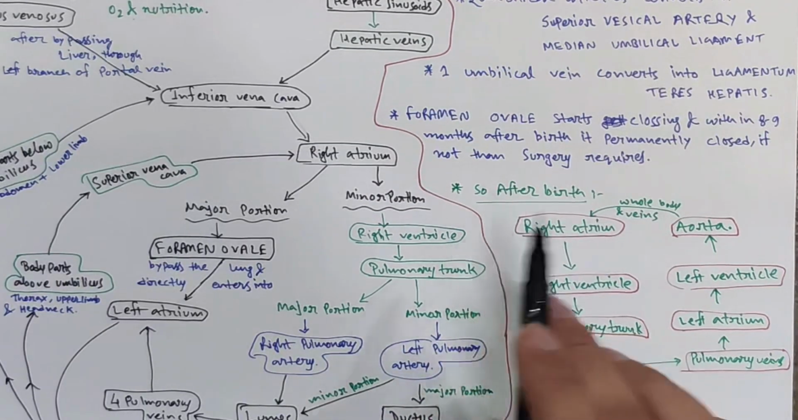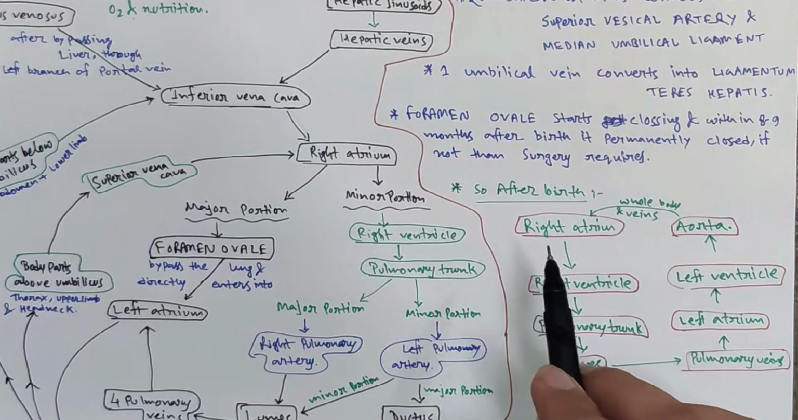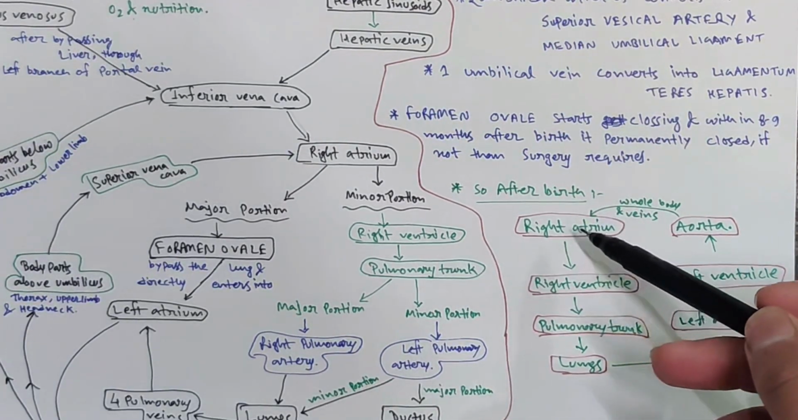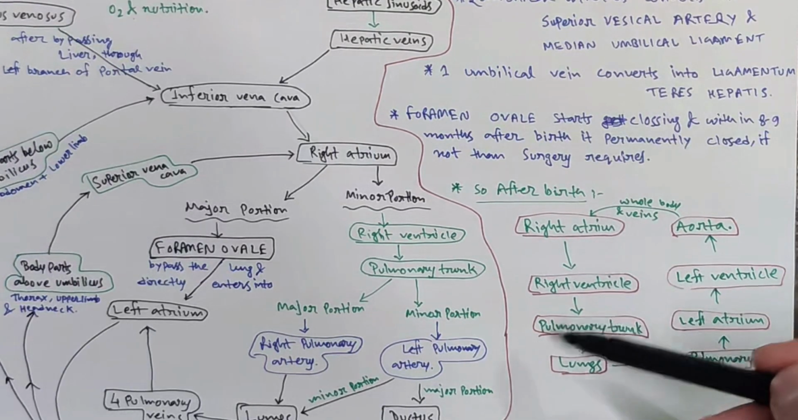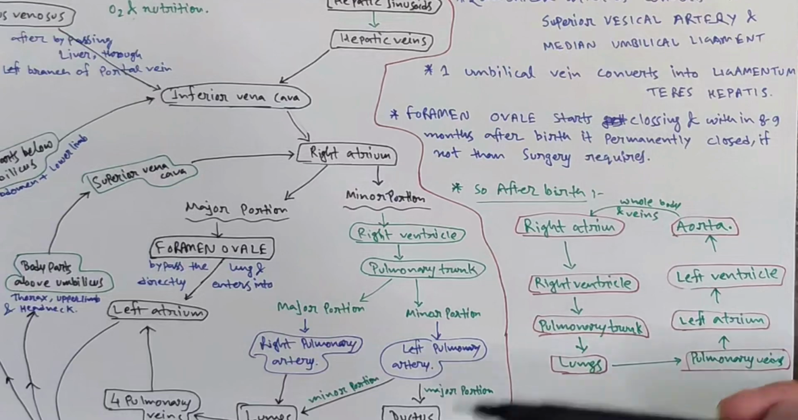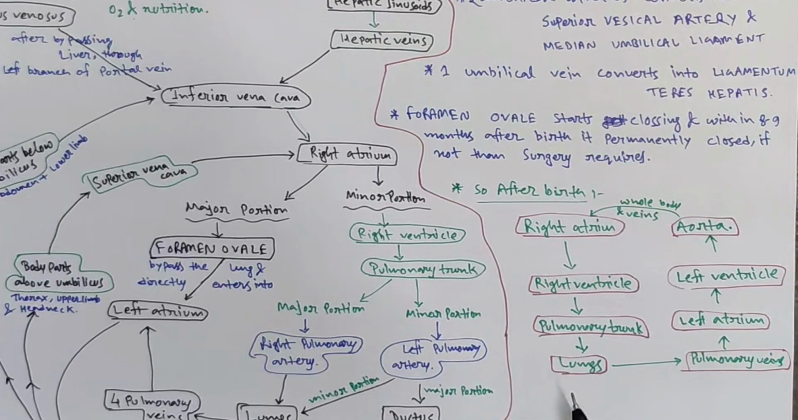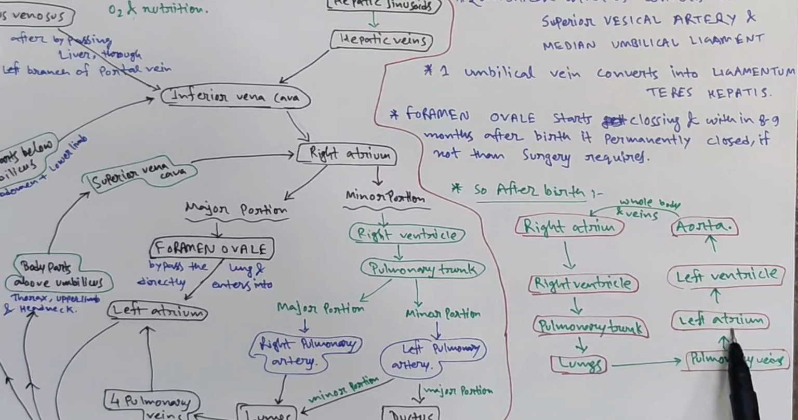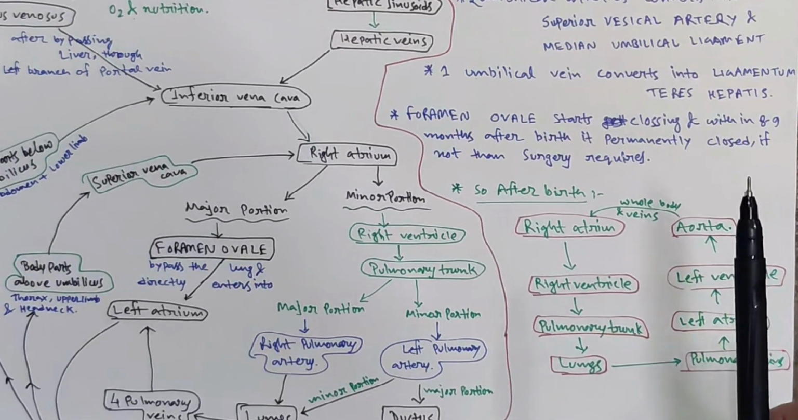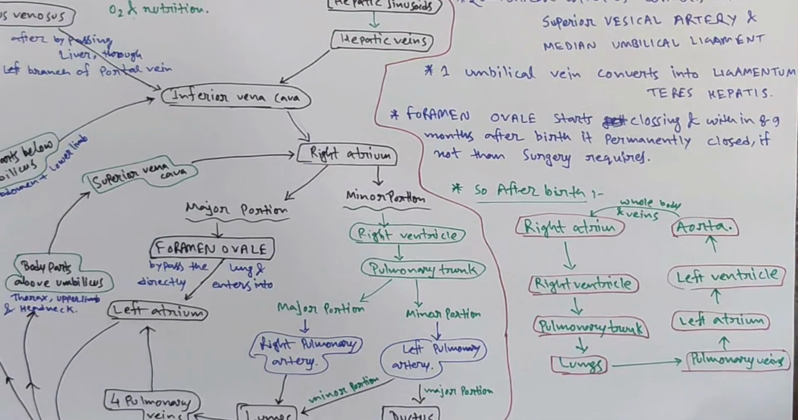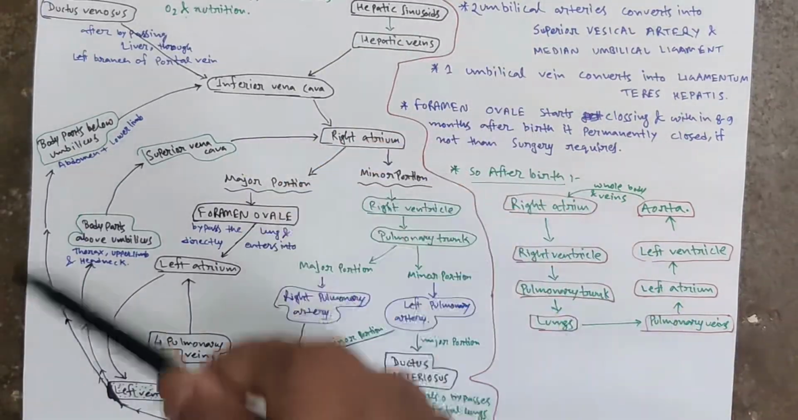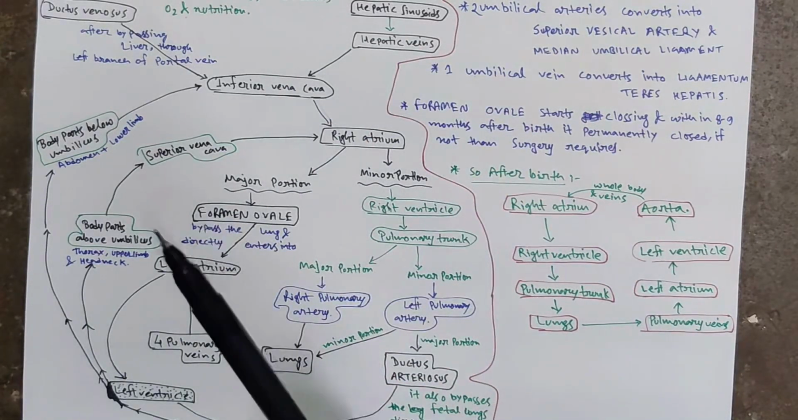So after birth, what happens? The blood enters into the right atrium via the superior vena cava or inferior vena cava. This blood enters into the right ventricle. From the right ventricle, it goes into the pulmonary trunk, and from the pulmonary trunk it enters into the lungs. From the lungs, it enters into the left atrium through the pulmonary veins, and from the left atrium this blood enters into the left ventricle. From the left ventricle it enters into the aorta, and the aorta distributes the fresh blood. So this is the normal adult circulation after birth. The earlier one was the fetal circulation before birth, inside the mother's womb.